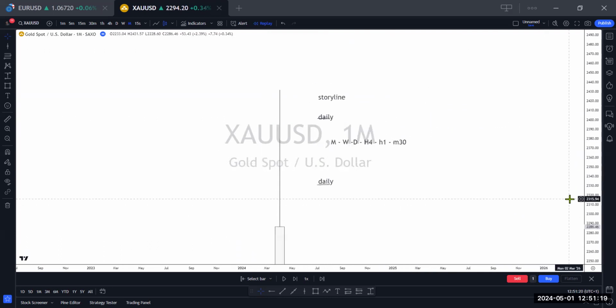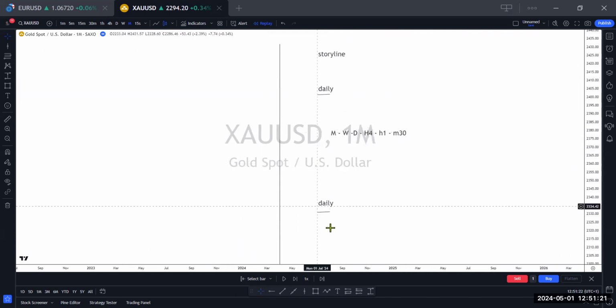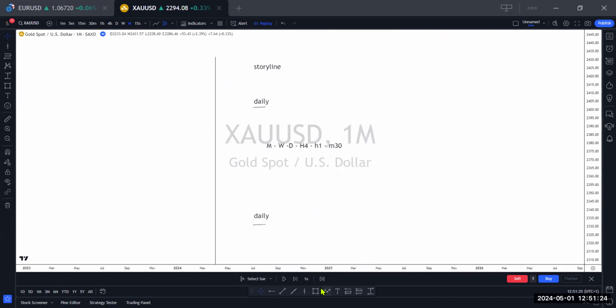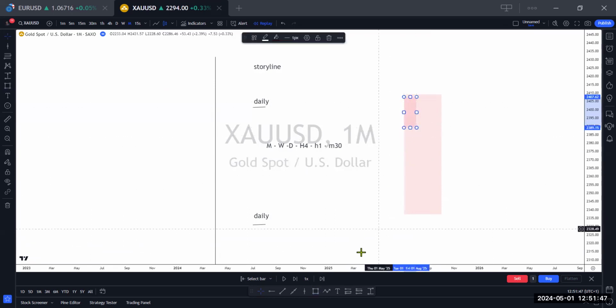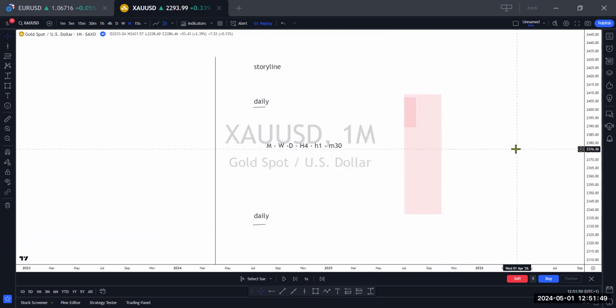Okay, so for a daily candle to form, how many hours are in a day? We have 24 hours in a day. The market does not usually open for 24, but let's say 24 hours actually. So how many 4-hour candles can you see in 24 hours? 6. So that means 6 H4 candles form a singular daily candle.